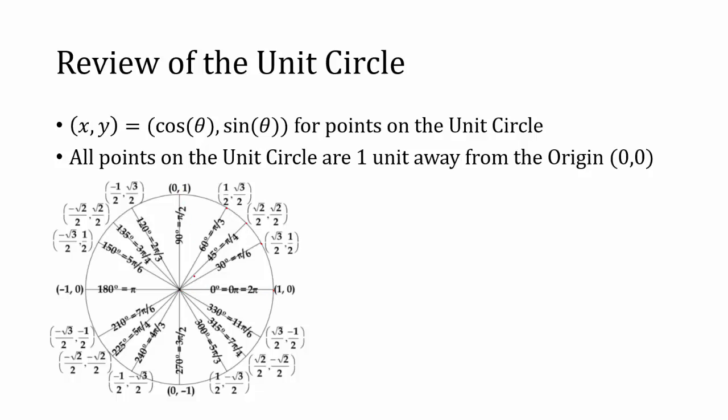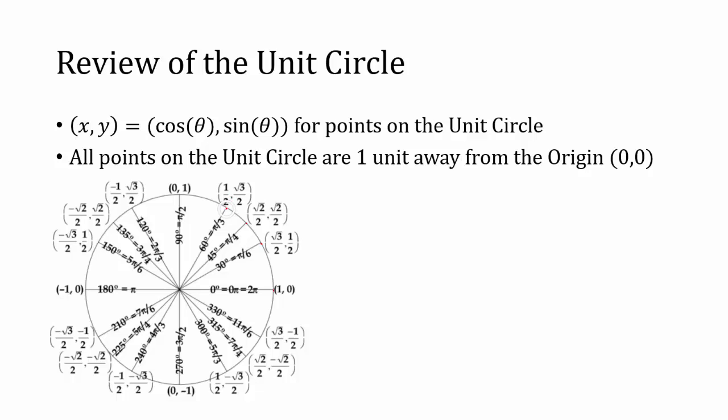(0, 1) is 1 unit directly above the origin, right on the y-axis. And every other point on the unit circle is 1 unit away from the center, from the origin, which is (0, 0). So points on the unit circle have the important property that the x-coordinate of the point is the cosine of the angle, and the y-coordinate of the point is the sine of the angle. So let's look at an example here.